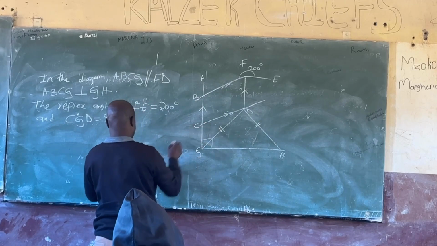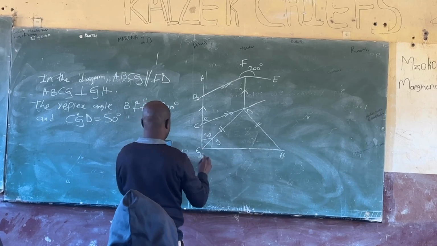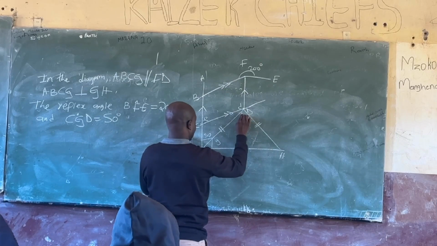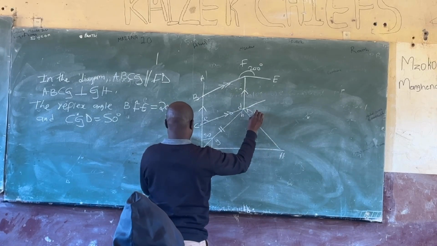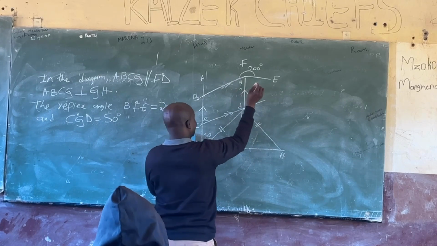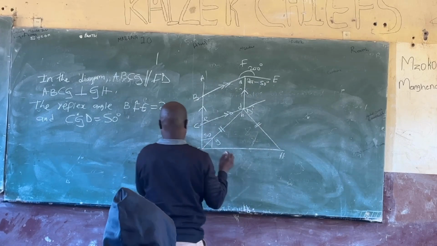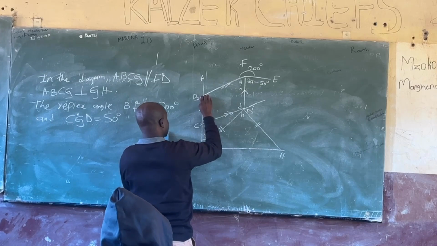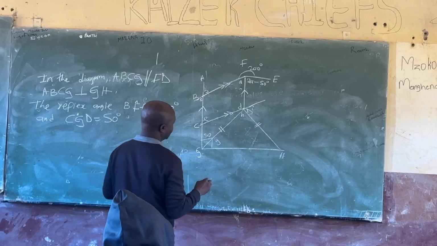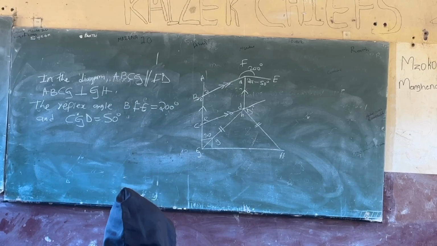This is the diagram. This is E, 50, G, D, H. I have I, A, 2A minus 50. We have C, we have B. This is the diagram.